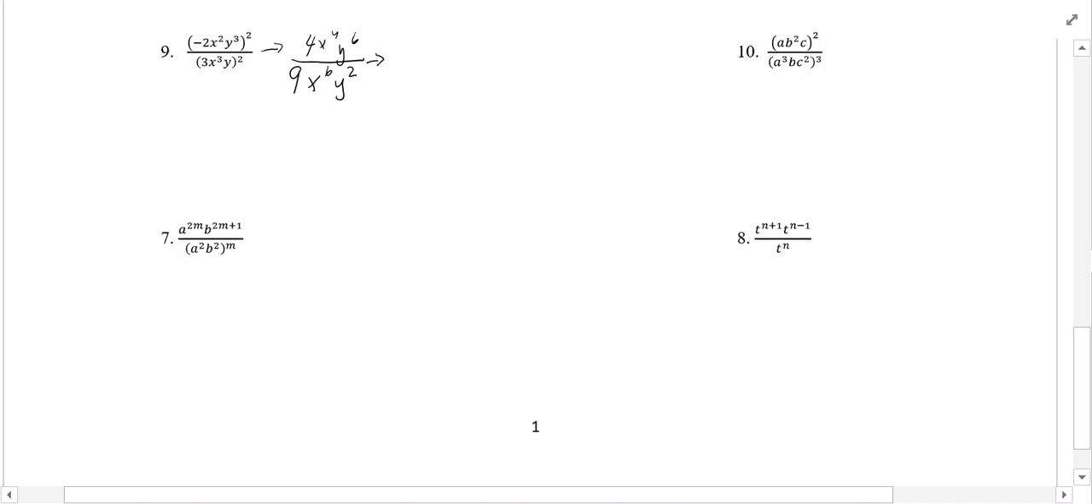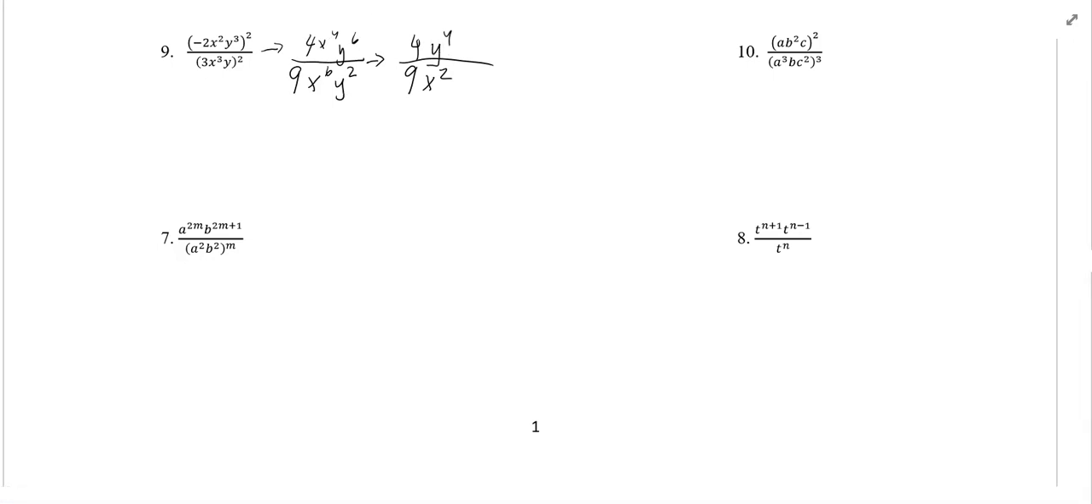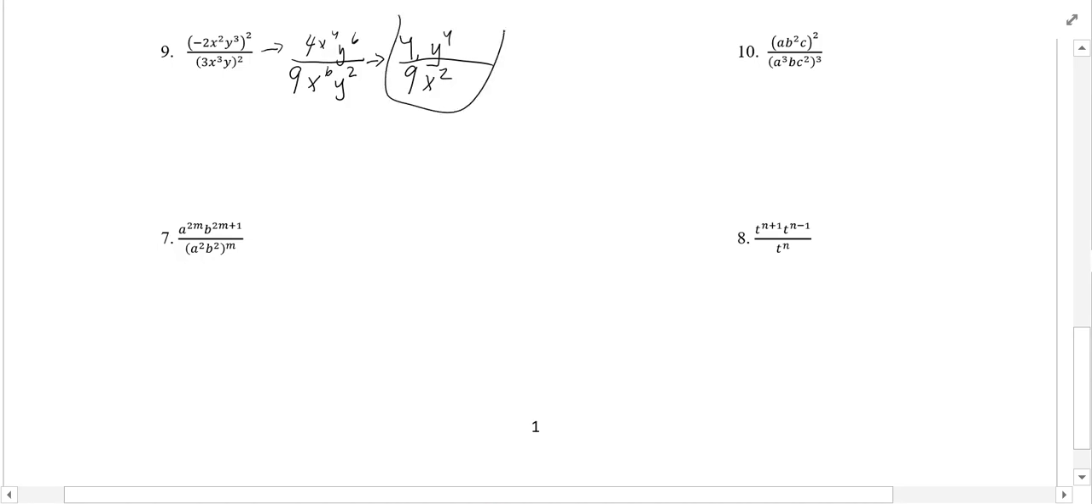Okay, so now that I have this, I can reduce. There's nothing that I can take out of 4 and 9, so I'm just going to leave it as 4 over 9. And then x to the 4th, x to the 6th, I'm left with x squared in the denominator, y to the 6th over y squared, so I'm left with y to the 4th in the denominator. And so again, I'll make this a little clearer, that's a 4, because nothing would reduce. So there's your answer. Okay, why don't you pause the video and you try number 10.